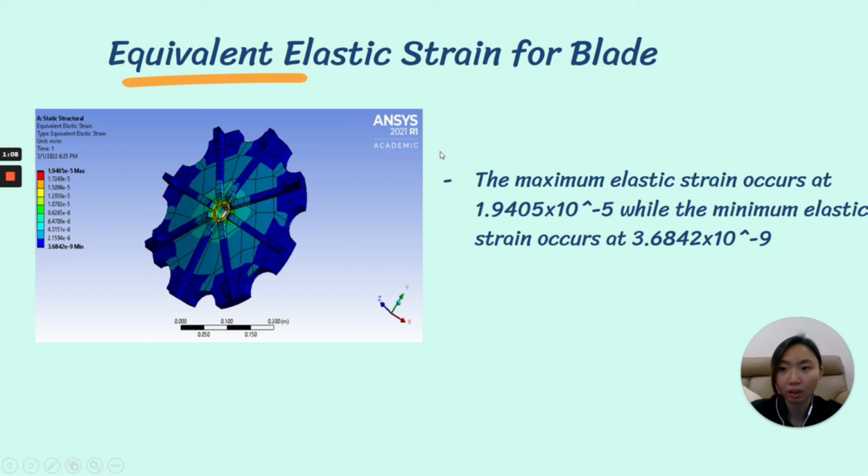This figure shows the equivalent elastic strain for the blade. In this analysis, the maximum elastic strain occurs at 1.9405 times 10 to the power of -5, while the minimum elastic strain occurs at 3.6842 times 10 to the power of -9. In contrast to the previous analysis, the maximum elastic strain occurs at the center of the blade, while the minimum elastic strain occurs at the outer area of the blade.